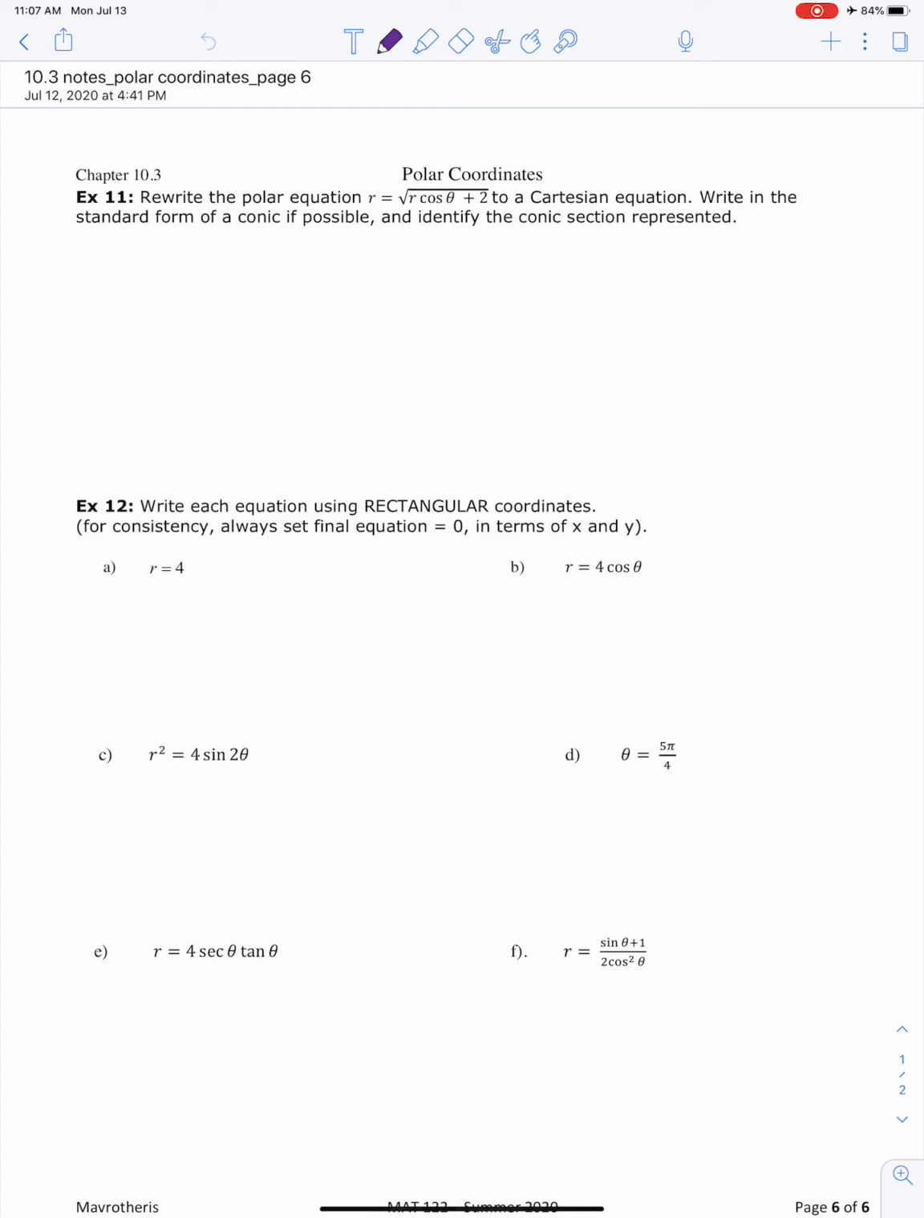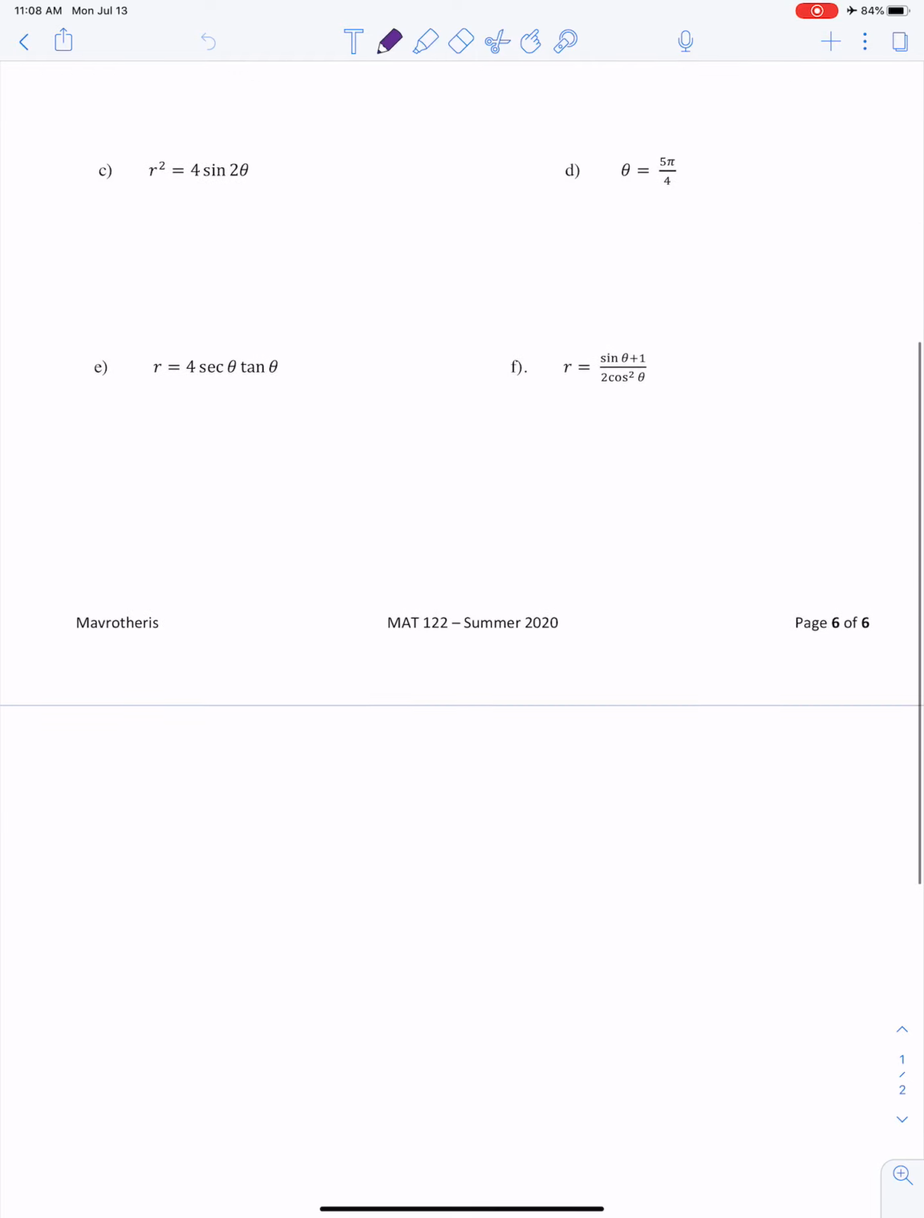Okay, 10.3 notes, polar coordinates, page 6, the final page. So example 11 is going to look like what we just did on example 10. We want to rewrite this polar equation, r equals the square root of r cosine theta plus 2, as a Cartesian equation and then write it in the standard form of a conic if possible. So quick reminder, let's go down here.